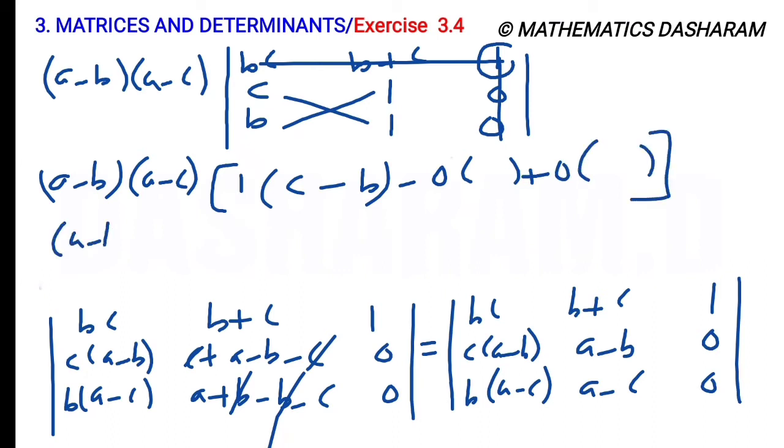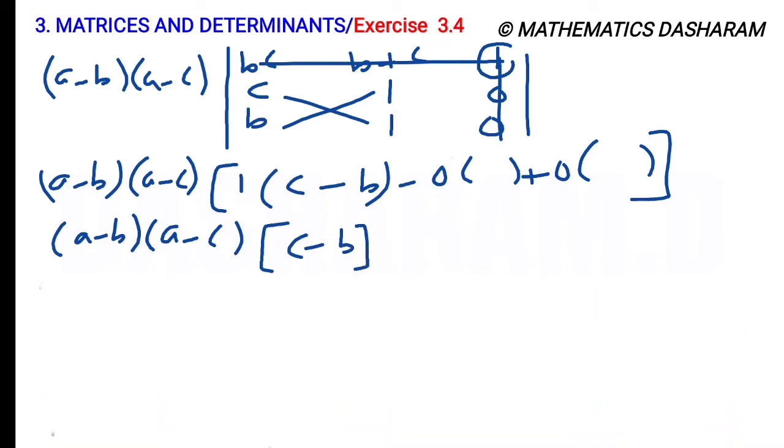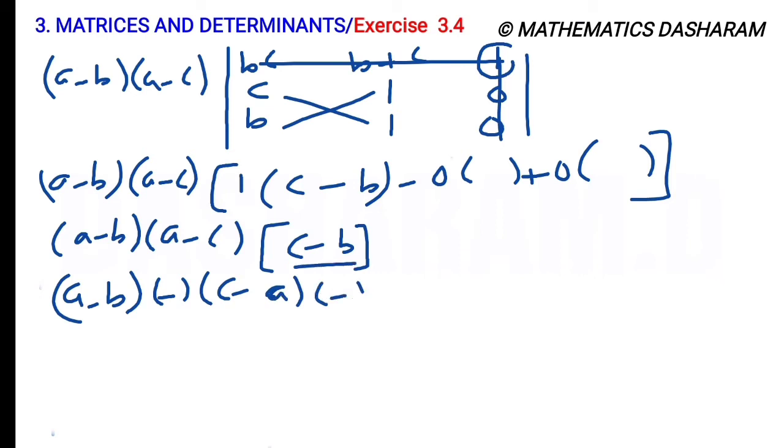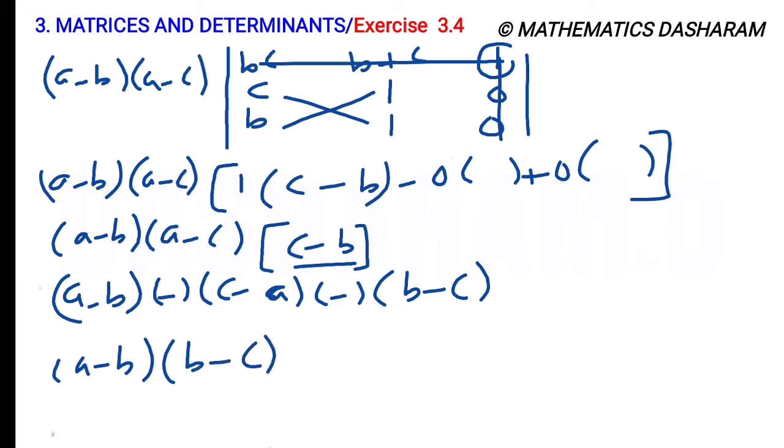So then (A minus B) into (A minus C). In the bracket, 1 into C minus B is C minus B. So it is equal to (A minus B) into, to get the required answer, take the minus common from this. If you take the minus common, it is C minus A, and from this take minus common, so B minus C. Minus into minus is plus, so then (A minus B) into (B minus C) into (C minus A).